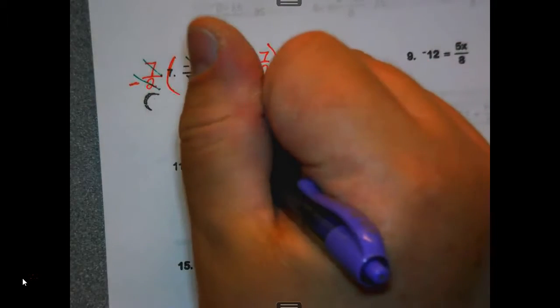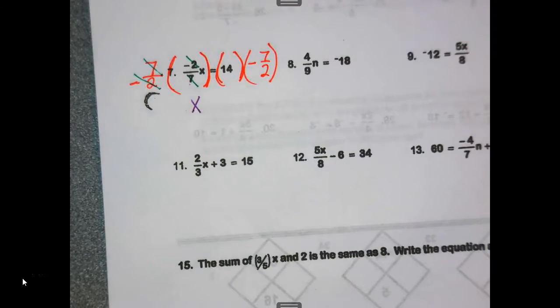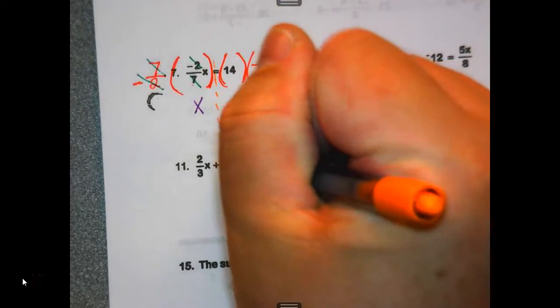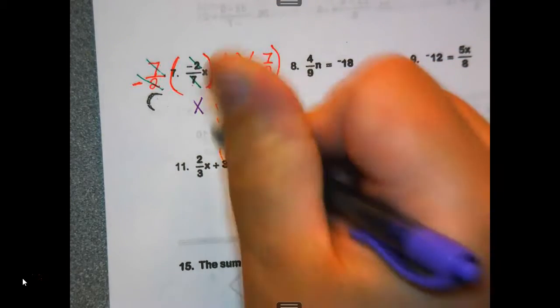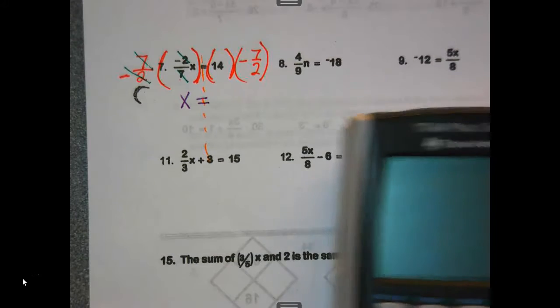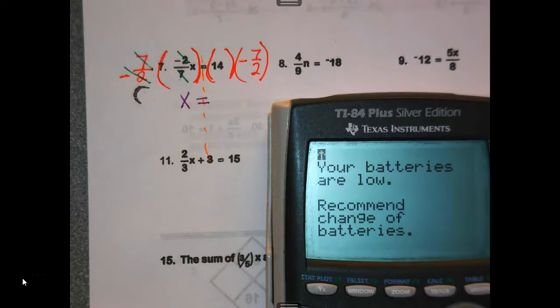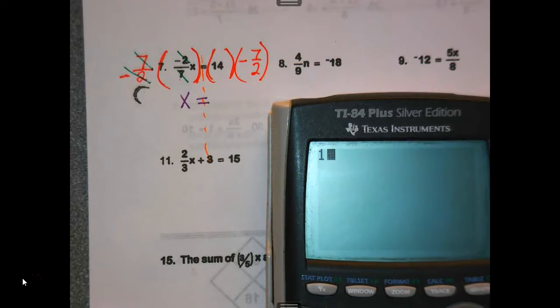Almost done with him. I get x equals, now in your calculators, put in 14 times -7/2. Yes, I get -49.